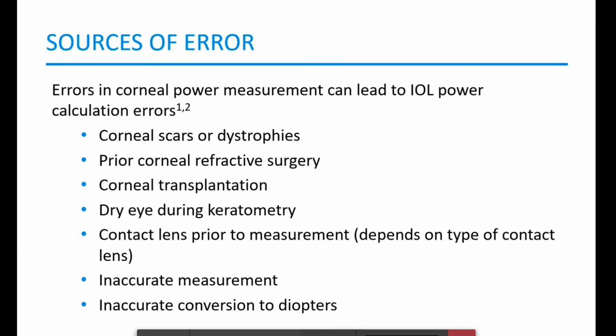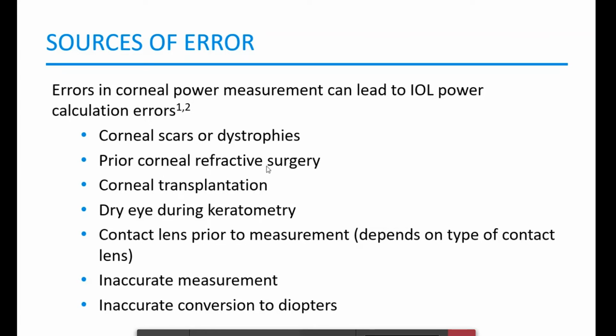There can be some errors in cornea measurements that can lead to IOL power calculation errors. Some errors are caused by corneal scars, which cause irregular astigmatism. Although these would give a reading on keratometry, they are not a good representation of the average corneal power.